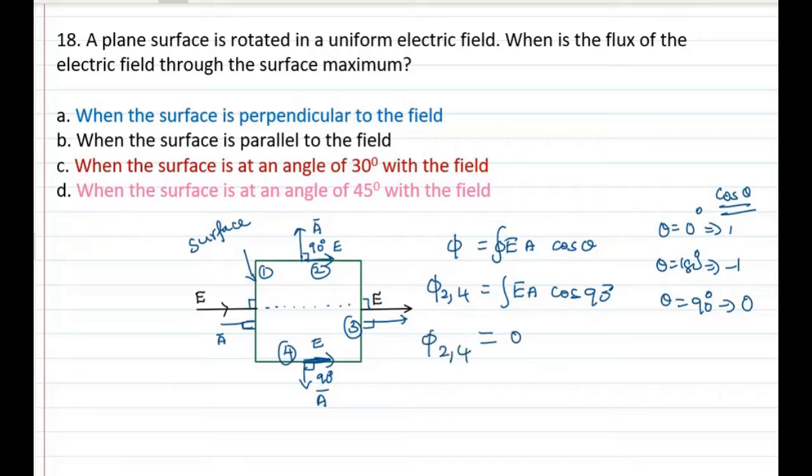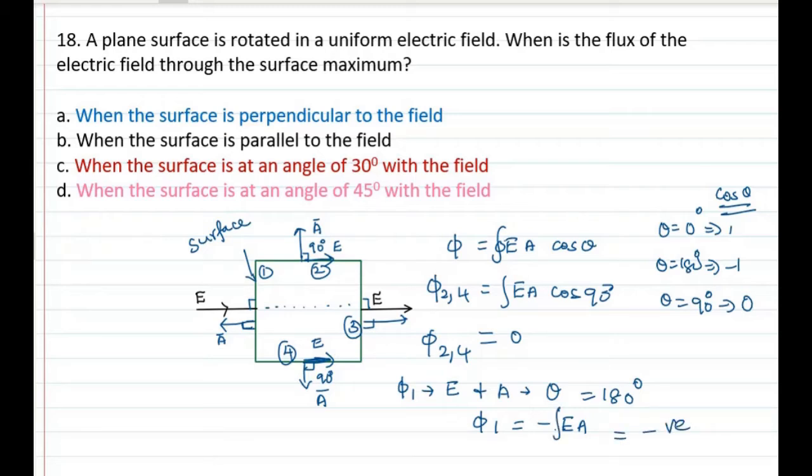And for surface 1, E and A have an angle between them, they are in opposite direction. So theta will be equal to 180 degree. For the first surface, E and A are in opposite direction, theta is equal to 180 degree. Therefore phi 1 will be minus EA. So we'll be getting a negative value.